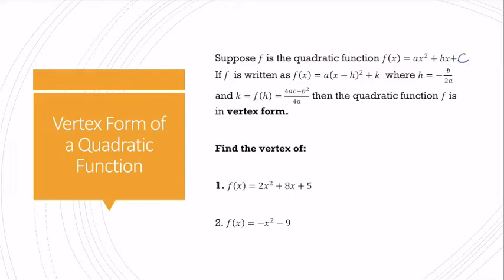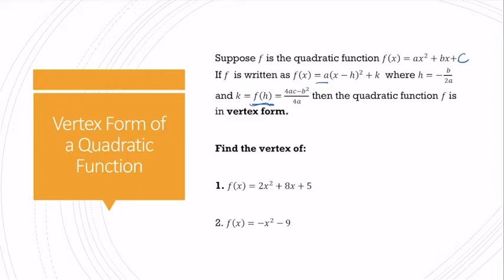Suppose f is the quadratic function f of x equals ax squared plus bx plus c. If I rewrote our function f to be f of x equals a times x minus h squared plus k, where h is negative b over 2a, and k is f of h, or 4ac minus b squared over 4a, then our quadratic function is in vertex form.